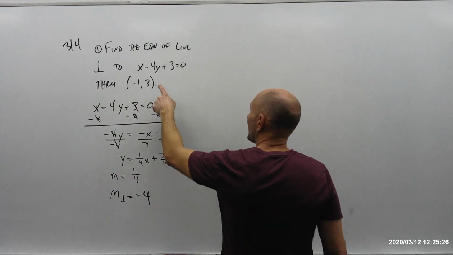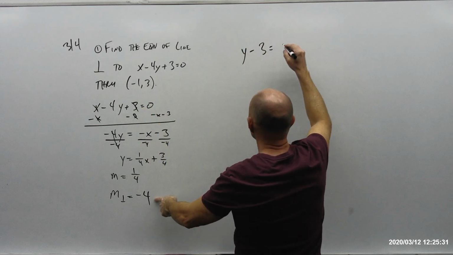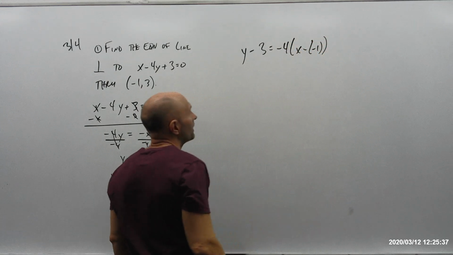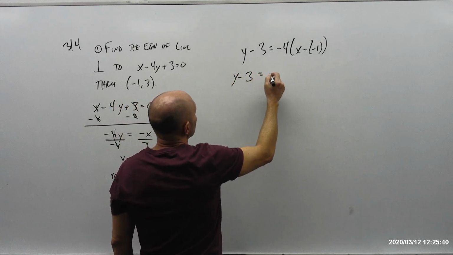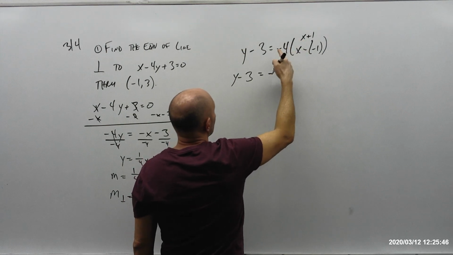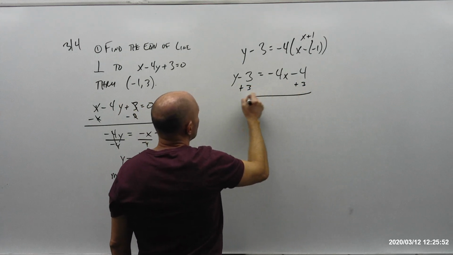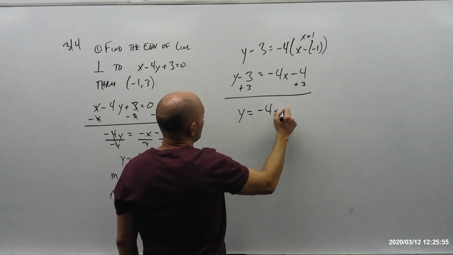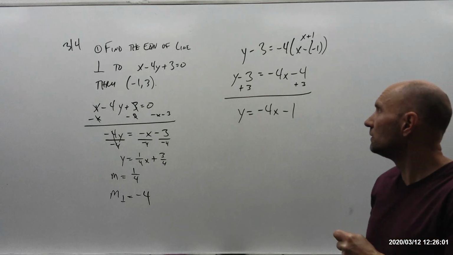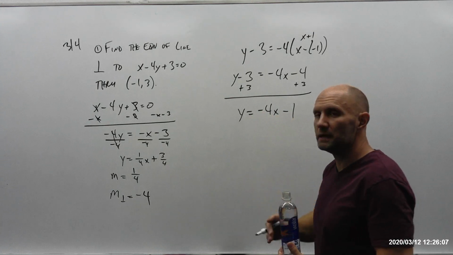Now, I have the slope, I have a point, use my point slope formula. That's y minus y1 is the slope m, x minus x1, negative 1. So be careful with our negative signs. We have y minus 3. This guy is like x plus 1, so negative 4 times x is negative 4x. Negative 4 times 1 is negative 4. Add 3 to both sides. We get y equals negative 4x minus 1. So that's question number 1. And it's in y equals mx plus b form.